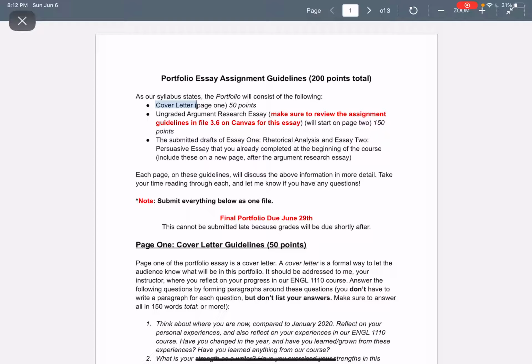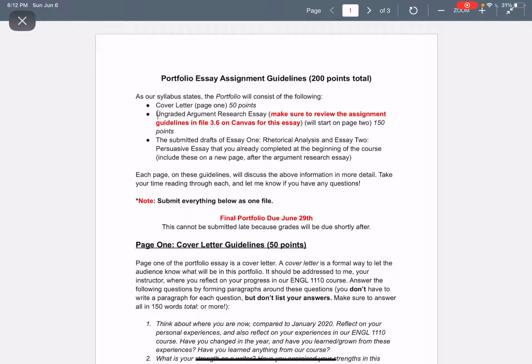The cover letter of the portfolio is page 1, and that's worth 50 points. Then on page 2, you're going to start with the title page of your argument research essay that we just went over. That's why it's ungraded, because by the time you submit it, it hasn't been graded yet. It's the first time you're submitting the final draft. That starts on page 2, and that's the 150 points we just talked about in the previous assignment guidelines. So 50 plus 150 is 200. That's why these all go together.